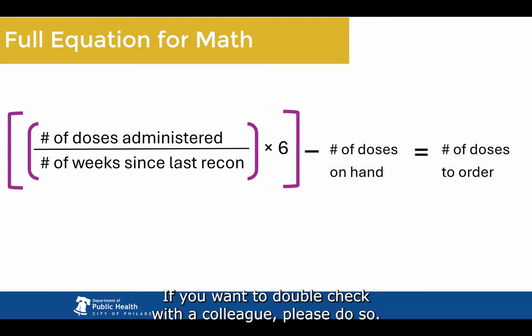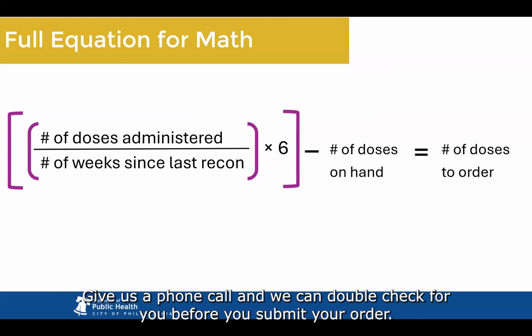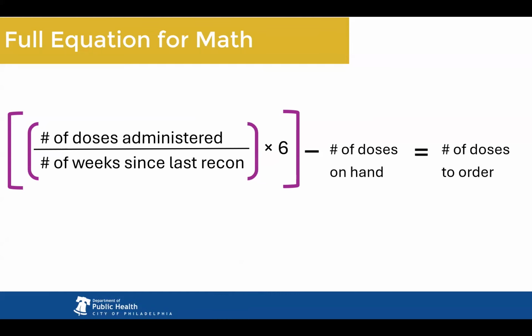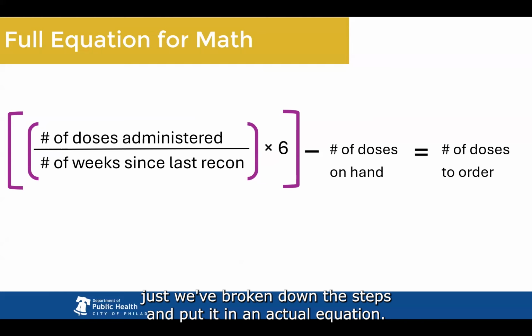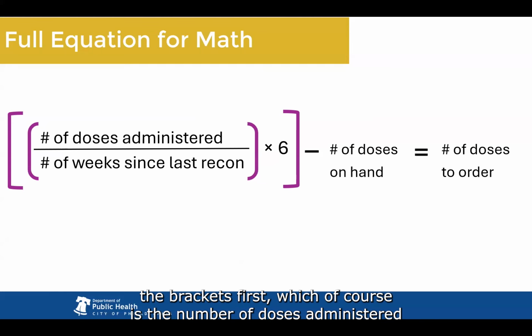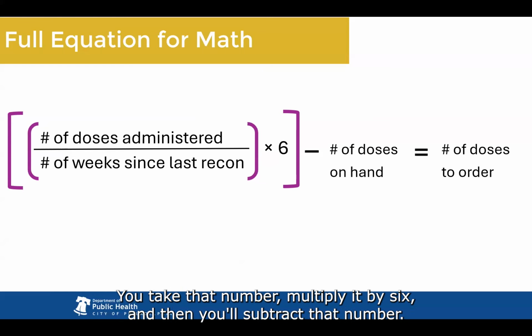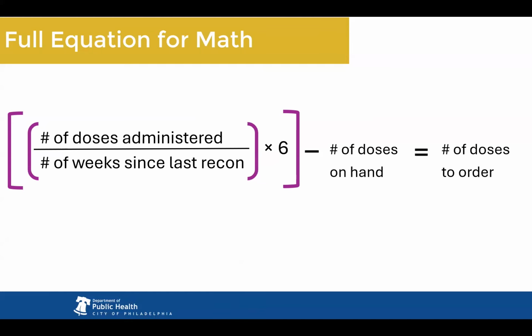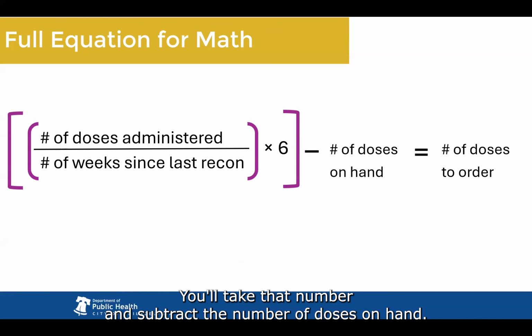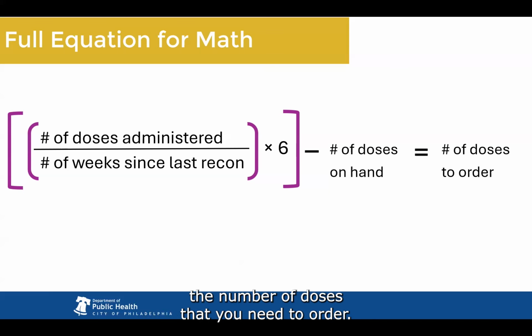If you want to double check with a colleague, please do so. If you want to double check with our team, go ahead and send us an email, give us a phone call, and we can double check for you before you submit your order. So we've broken down the steps and put it in an actual equation. You'll do the brackets first, which of course is the number of doses administered divided by the number of weeks since the last reconciliation. You'll take that number, multiply it by 6, and then you'll take that number and subtract the number of doses on hand, and that number will give you the number of doses that you need to order.